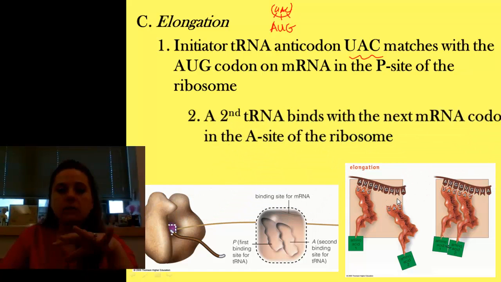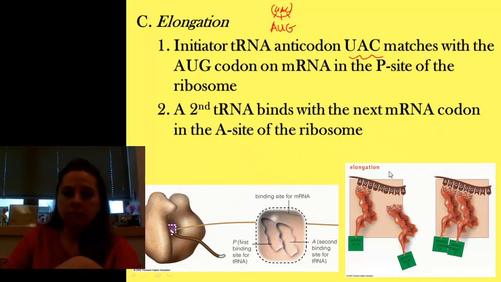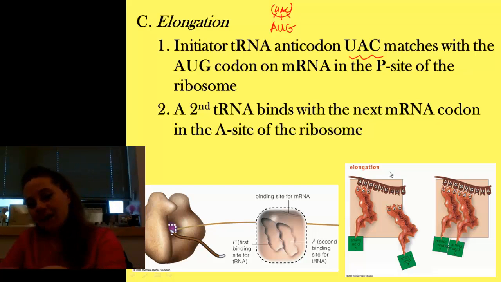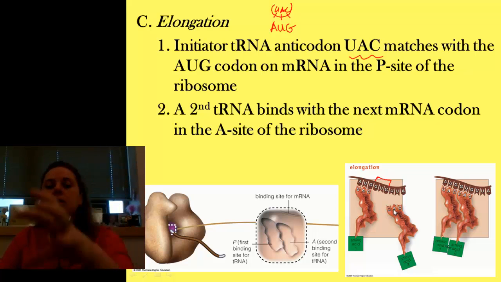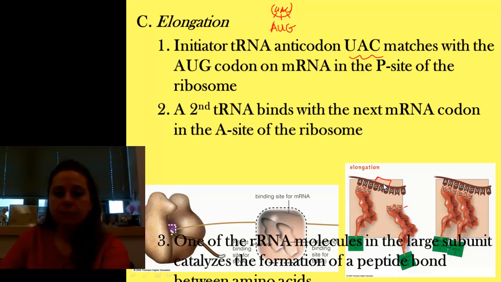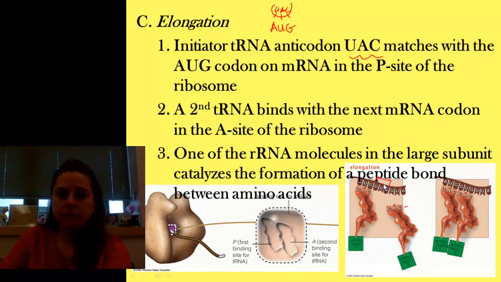Then we get the second tRNA coming in, binds to the next set, or the next codon here. Here's my next codon. Okay, so if I look down, again, remembering that the tRNA, the right one, comes in because of this complementary anticodon to codon base pairing. That attaches in at the A site. Then one of the rRNA, so what the ribosome is made of, right, in the large subunit will catalyze.